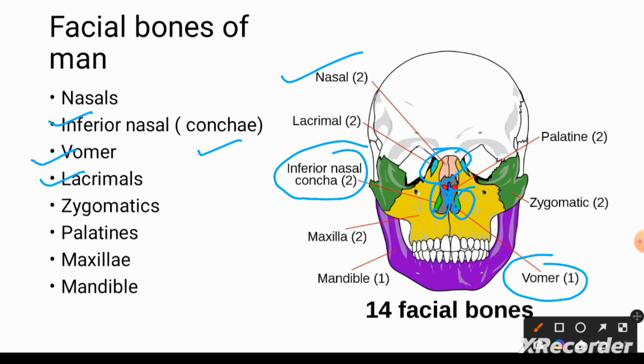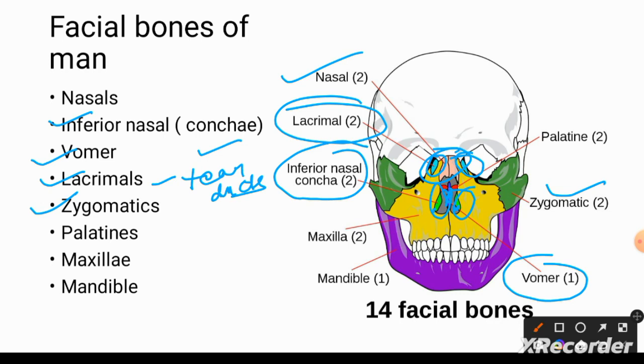Next one is the lacrimals. Lacrimals are small and thin finger-shaped bones present in the inner side of the eye orbit. These form the passes for tear ducts. Next one is the zygomatics. This one is a zygomatic. These are the cheek bones, and they form the prominence of our cheeks and parts of the floor and sidewall of the eye orbit.